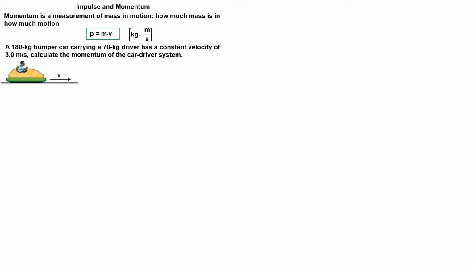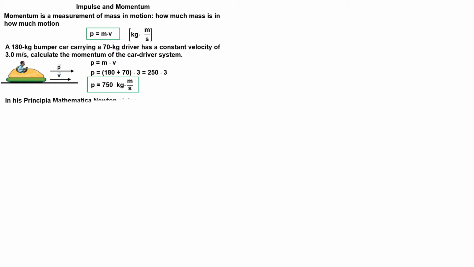A 180 kg bumper car carrying a 70 kg driver has a constant velocity of 3 meters per second. Calculate the momentum of the car-driver system. The momentum of the system is in the direction of the velocity of the system. The momentum is the product of mass and velocity. The momentum of the car-driver system is 750 kilograms times meters per second.